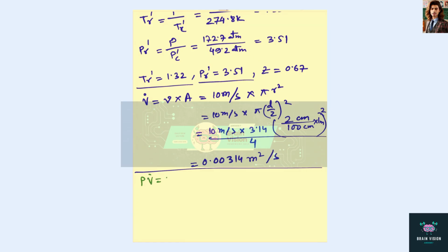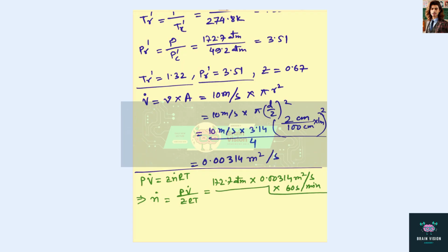Now we can use the compressibility factor equation of state, and we can calculate the flow rate. The pressure of the system is 172.7 atmospheric pressure. The volumetric flow rate is 0.00314 meter cubed per second. Let's convert it to minutes. We need to multiply it by 60 seconds per minute.